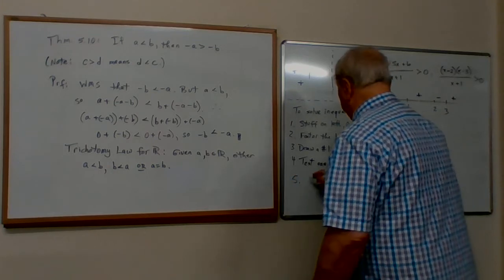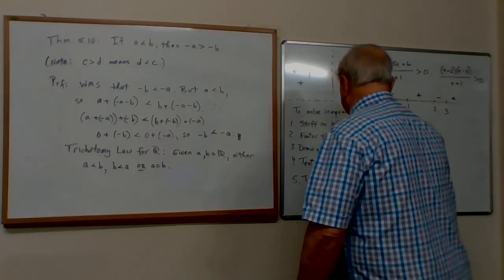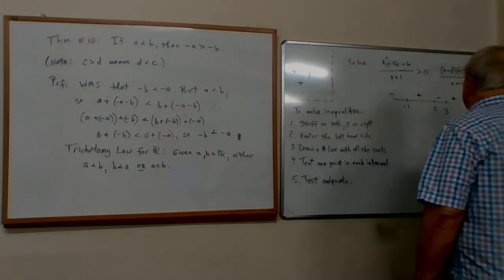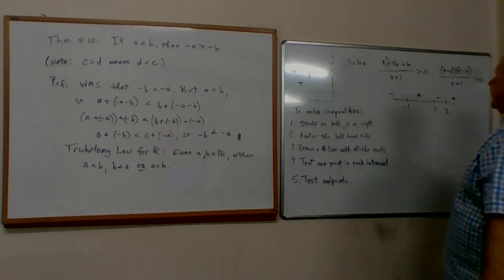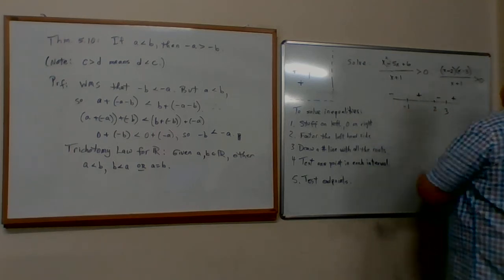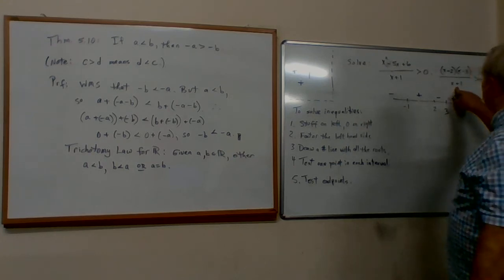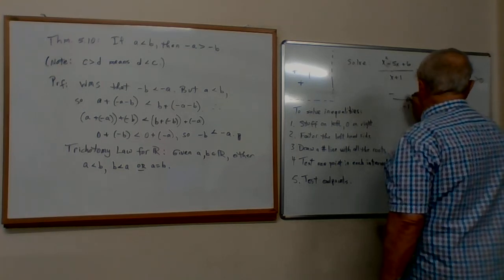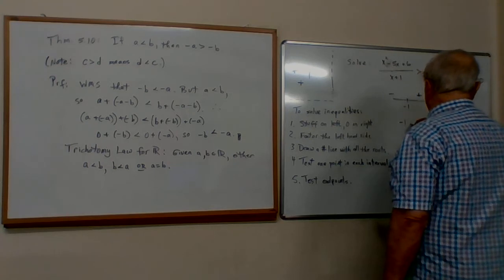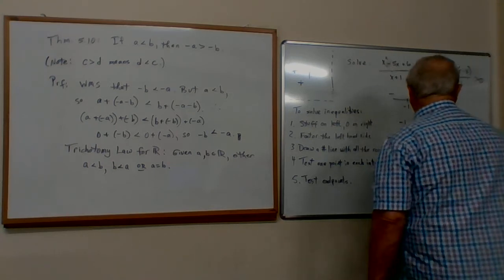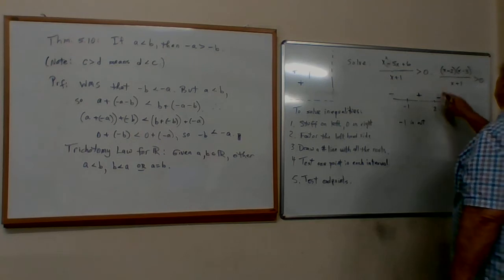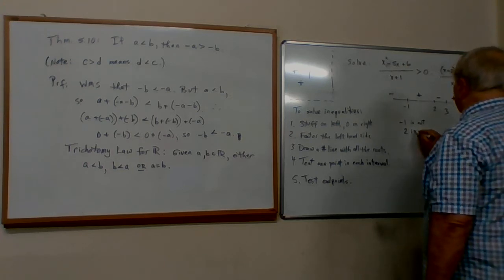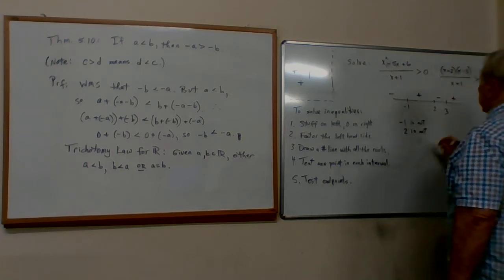Number 5, test the endpoints of these intervals. So I want to plug in these 3 numbers and see if I get true or false. If I plug in -1, the denominator turns into a pumpkin and I can't divide by 0, so -1 is out. If I plug in 2, I get 0 on top. Is 0 greater than 0? 2 is out. And for the same reason, 3 is out.